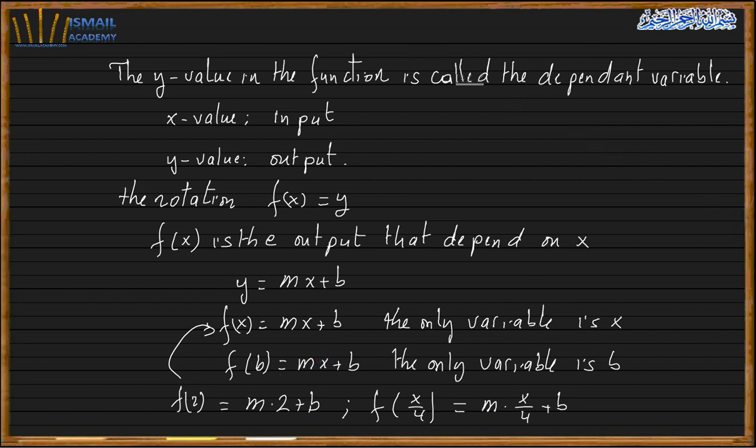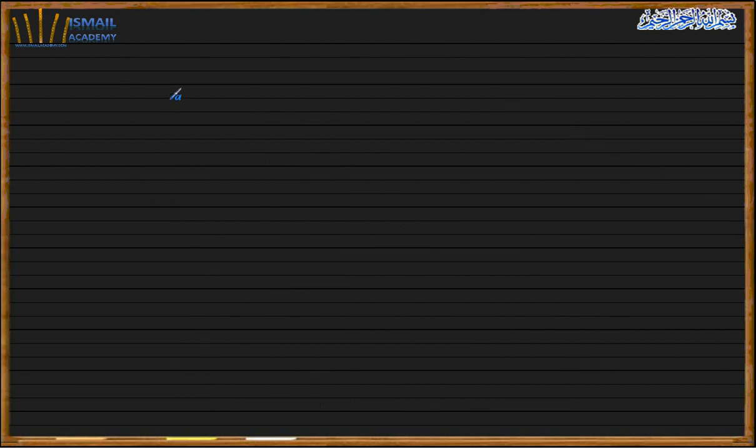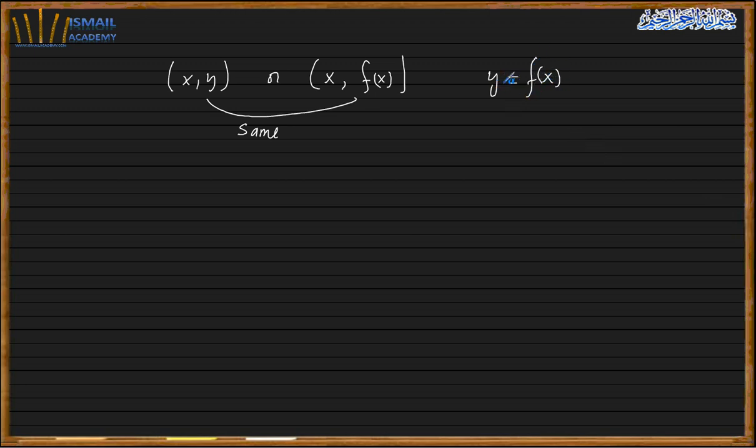So for common notation in terms of ordered pairs, sometimes we have x, y as the ordered pair, or we can have x, f of x. Those two are the same thing, because we already said that y is equal to f of x. Y and f of x are the same thing.